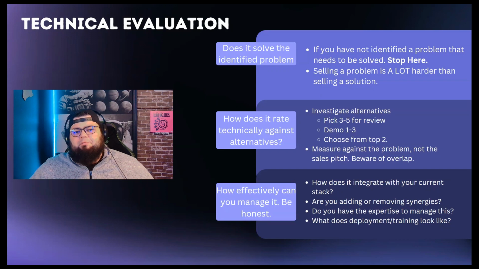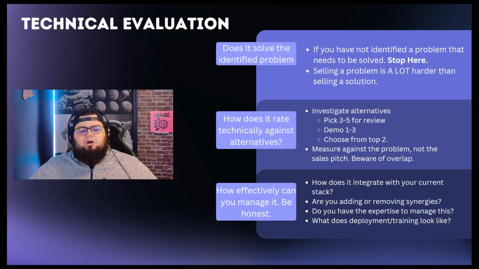Welcome back, everybody. Tonight we're going to talk about the product development life cycle, but specifically the product selection portion. I'll do another video later with all the product development steps in a managed service provider. But tonight I wanted to talk specifically about selecting the product once you're in that phase of product development.